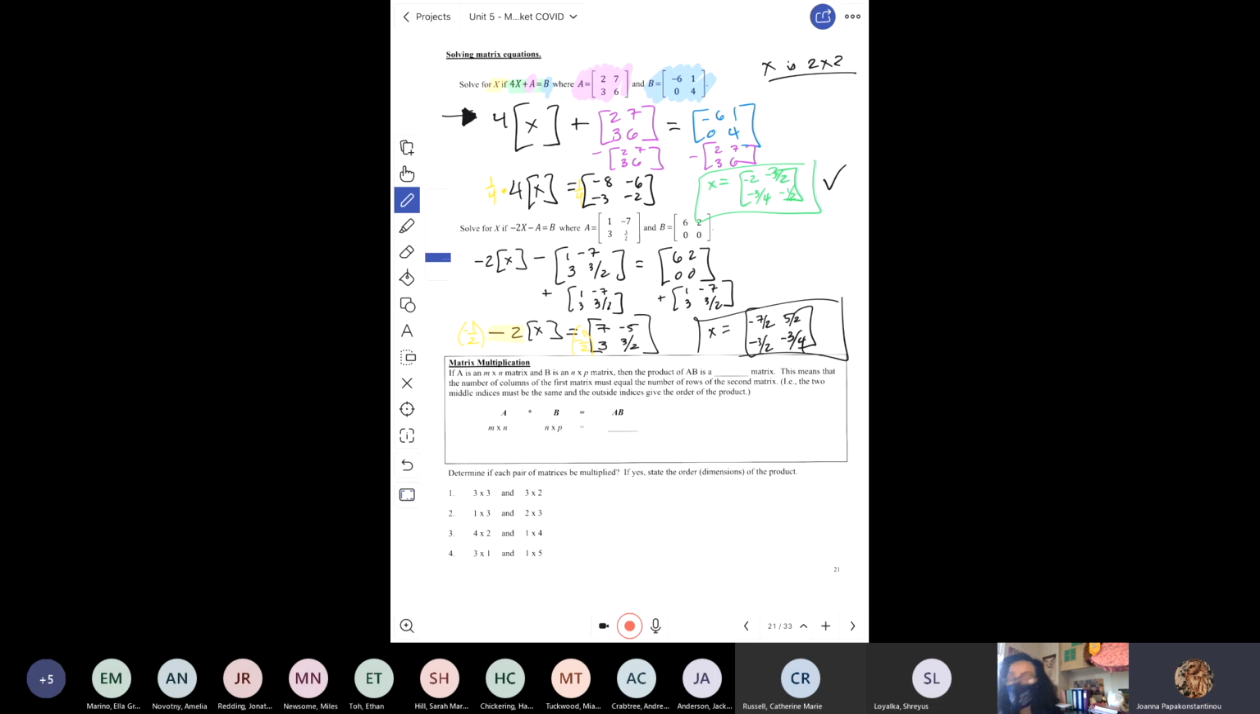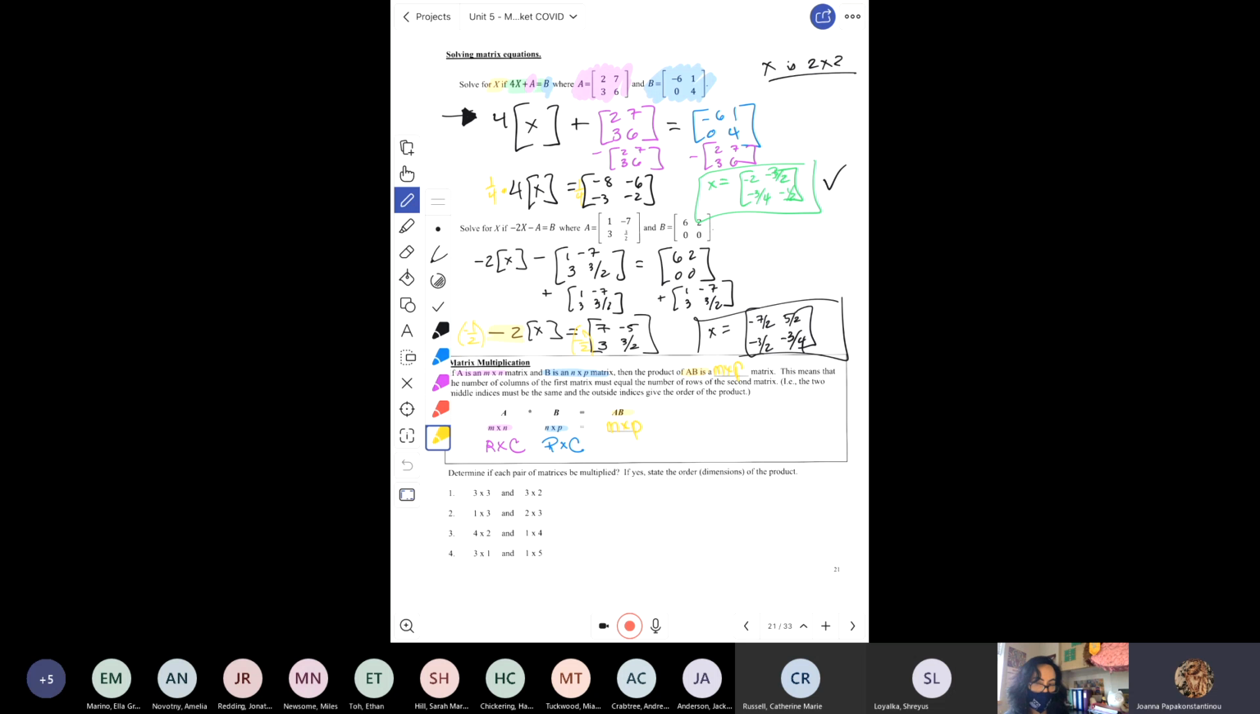Okay. If A, and again, order matters. Let's look at this. If A is an M by N, so it has M rows, N columns, right? If A is an M by N matrix and B is an N by P matrix, so N rows, P columns, the product, AB, is going to be an M by P matrix.